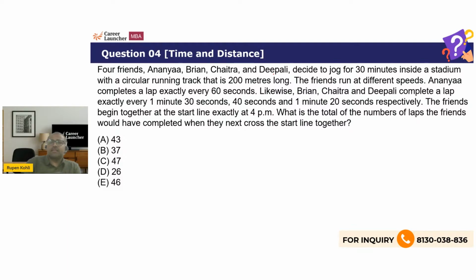Fine. The friends run at different speeds. Okay. A completes a lap every 60 seconds. Likewise, B, C, D complete laps at their own intervals. Time is given. The friends begin together at the start line exactly at 4 p.m. They are going to jog for 30 minutes. What is the total of the number of laps the friends would have completed when they next cross the start line together?